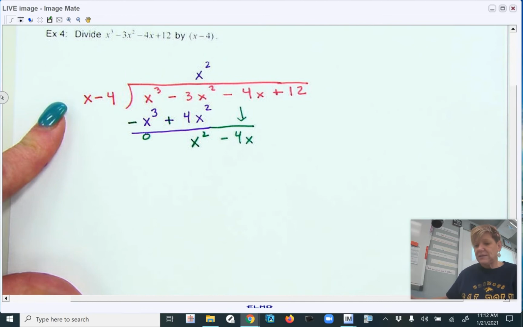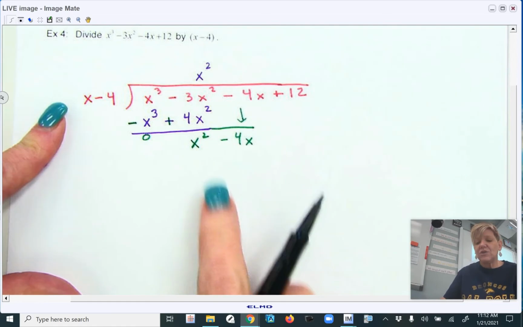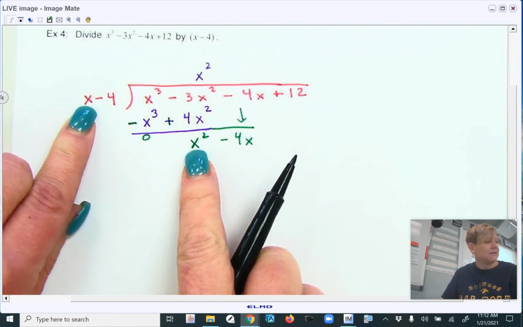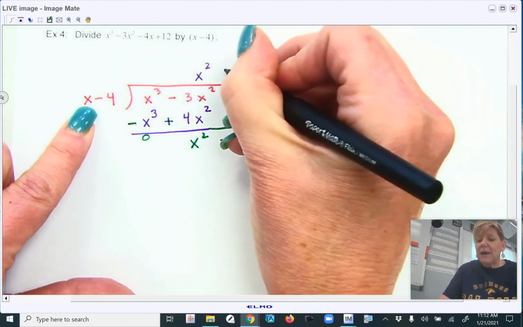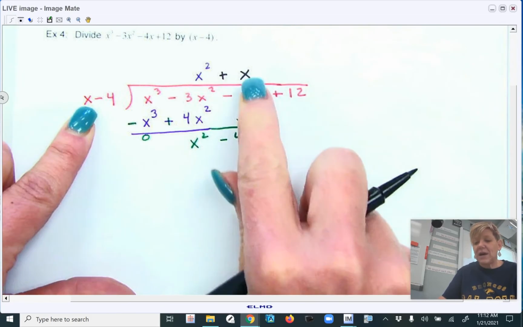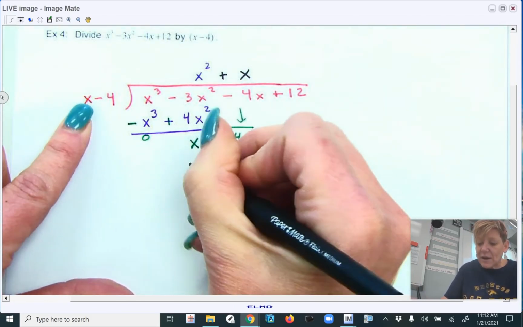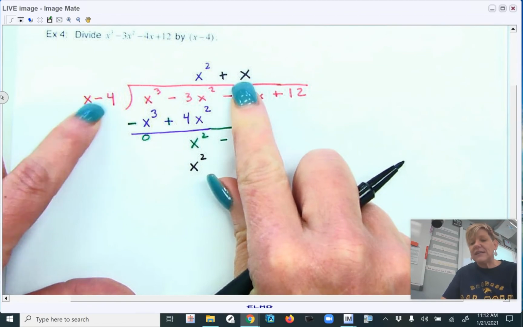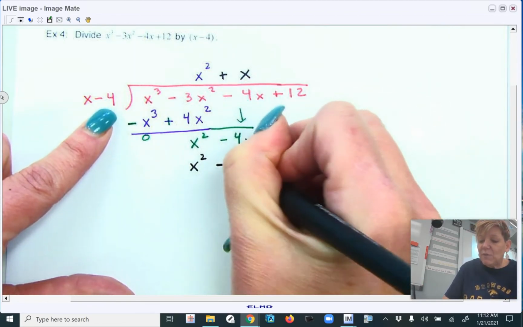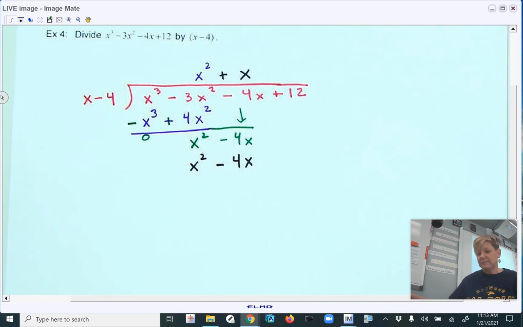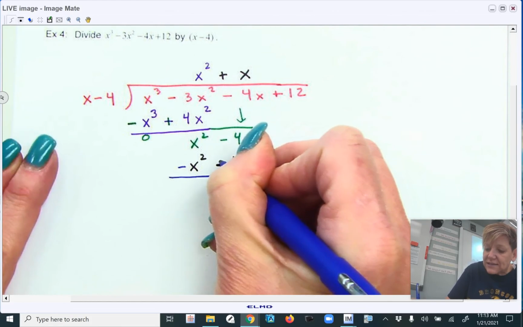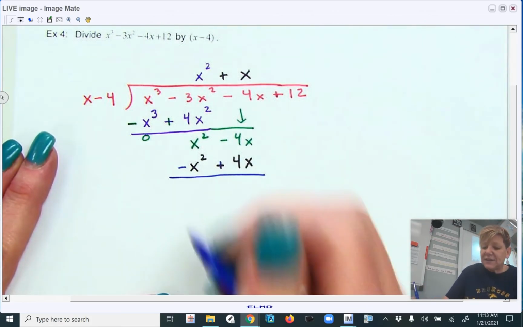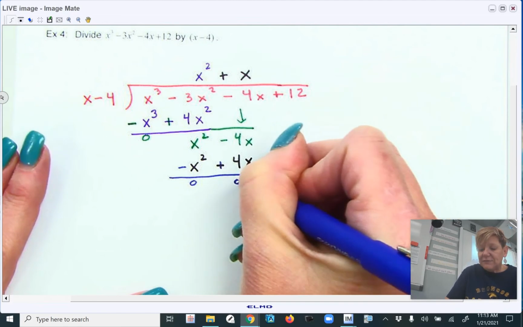At this point, you need to figure out what goes right here. So you need to make an x squared. You have an x. So what do you need to multiply x by to make an x squared? You need to multiply it by a positive x. Positive x times x will give us x squared. And a positive x times a negative 4 will give us a negative 4x. And then you subtract, which changes both of these signs down here. And that is going to give us a 0 and a 0.